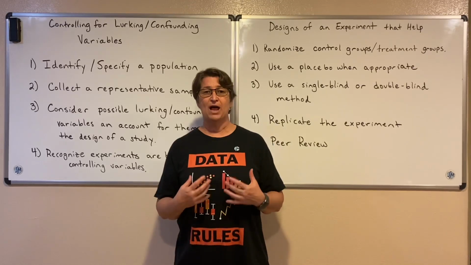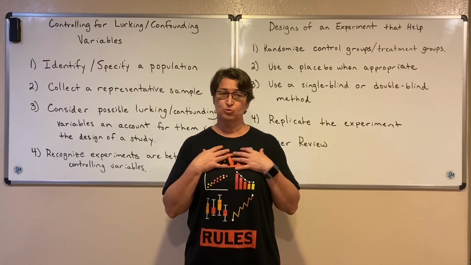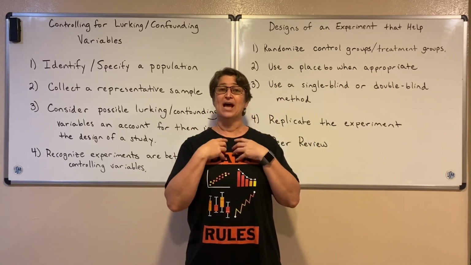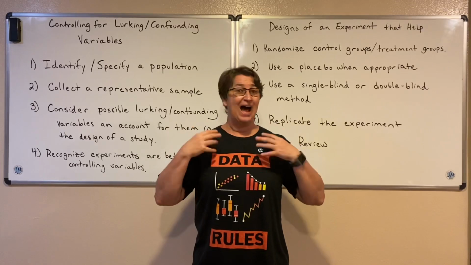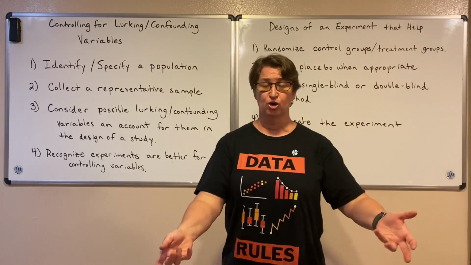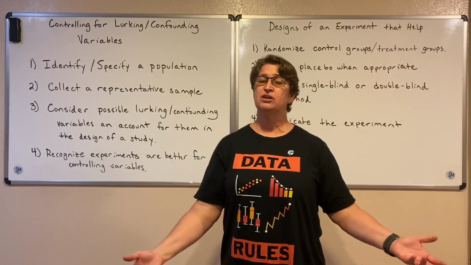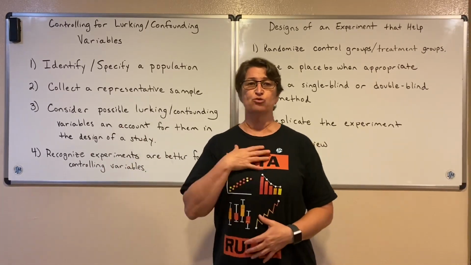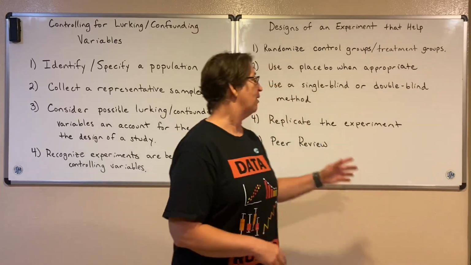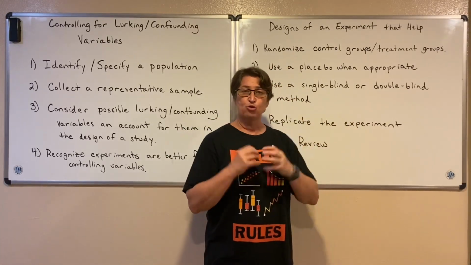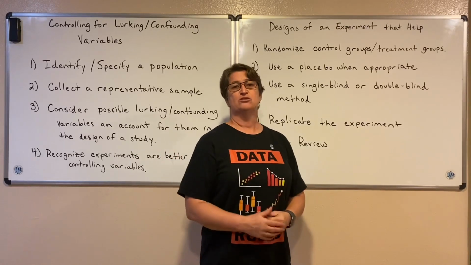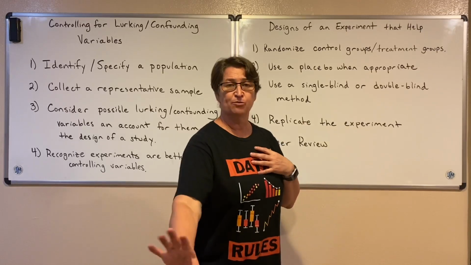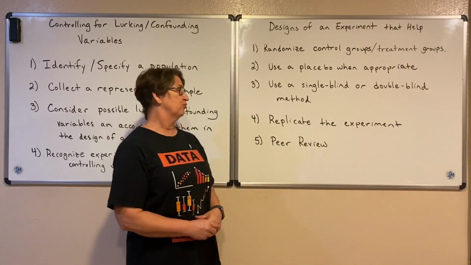So a single blind is when I know as the researcher, but they don't know. But a double blind is even better. In a double blind, I don't know and they don't know who's getting the treatment and who doesn't. And that way I can't bring any sort of confounding or lurking variables in with me. So a double blind experiment is when both the researcher and the subjects don't know. Single blind is when the researcher knows, but the subjects don't know.